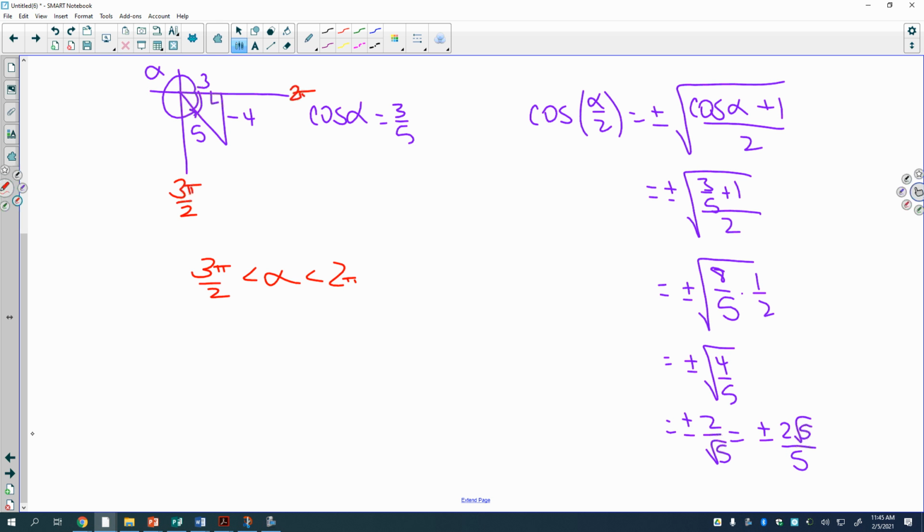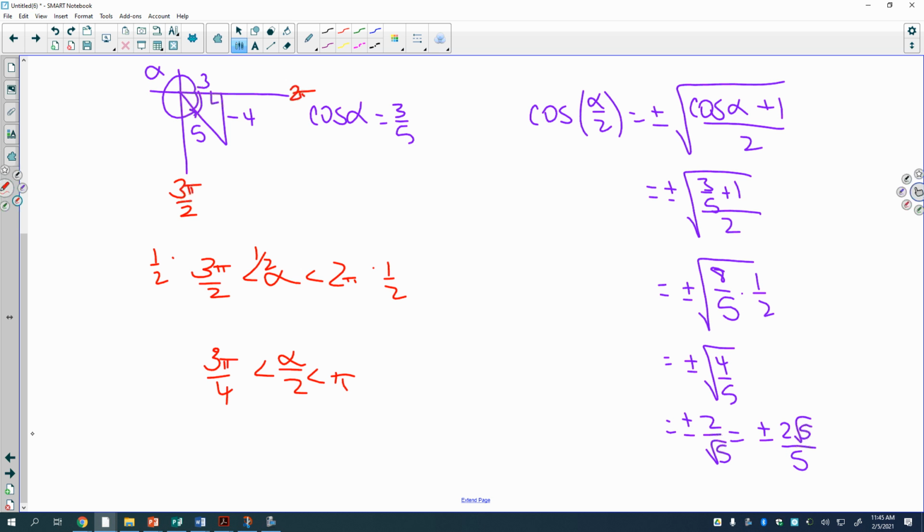And that's great, but I don't care about alpha right now because I'm not working with alpha at the moment. I'm finding the cosine of alpha over 2, so I need to figure out where alpha over 2 is. I took alpha and divided it by 2, so I'm going to do the same thing to the ends. I took this and took half of it, so I'm going to take half of these. That gives me 3 pi over 4, and that gives me pi.